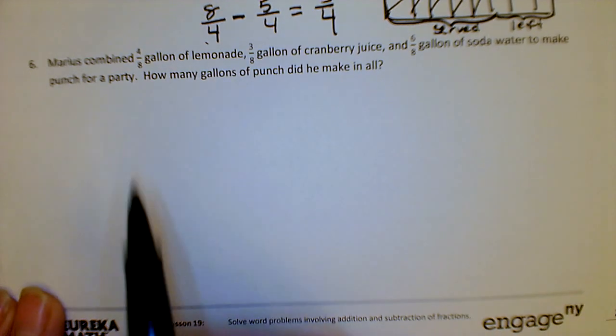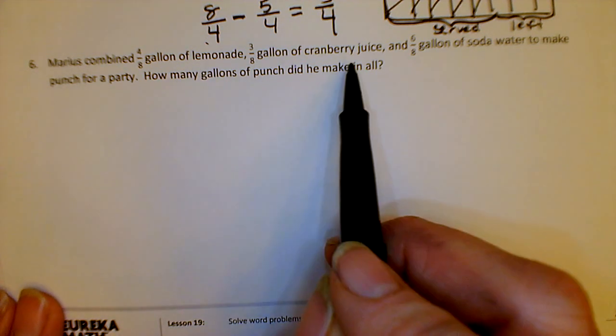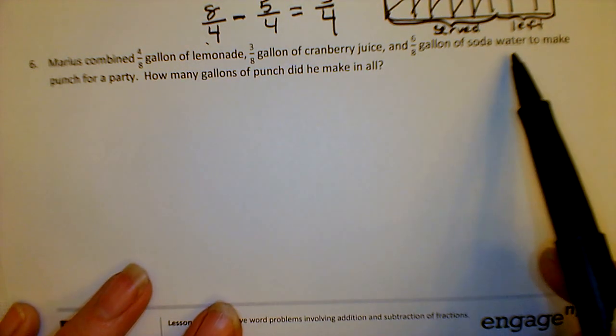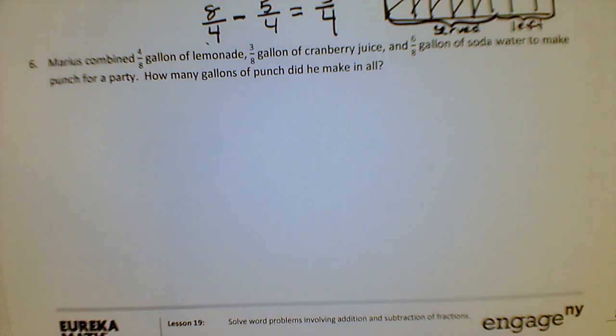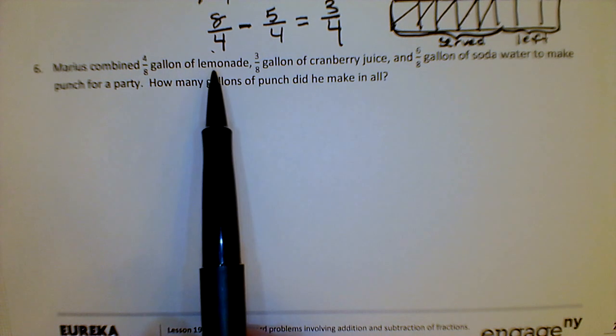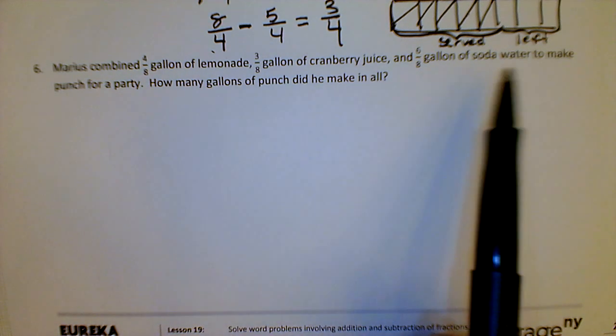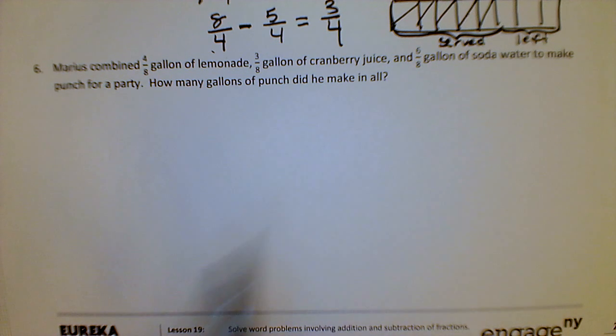So, Marius combined 4/8 gallon of lemonade, 3/8 gallon of cranberry juice, and 6/8 gallon of soda water to make punch for a party. How many gallons of punch did he make in all? So let's try and imagine this. Let's try and think about what he's doing. So he has this lemonade, he has cranberry juice, and he has soda water, and he's using it all to make punch for a party.